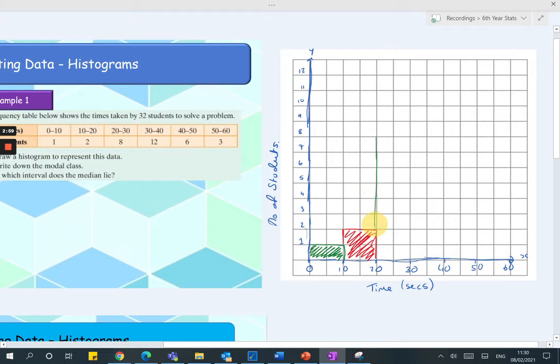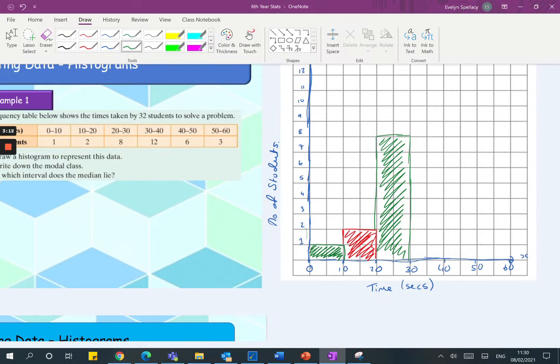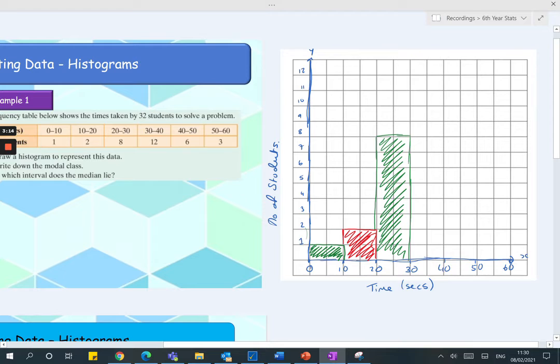So this time we're going up as far as 8, go across, go down. Again, should be using a ruler for all of this to make it as nice and neat as possible. Colouring in the bars to make them distinguishable. Then we're going to go for our fourth interval here, which is between 30 and 40, that there's 12 students. So we're going up again, across. Again, each bar is the same width. It is crucial that each bar is the same width, that we're using a ruler throughout to have straight lines.